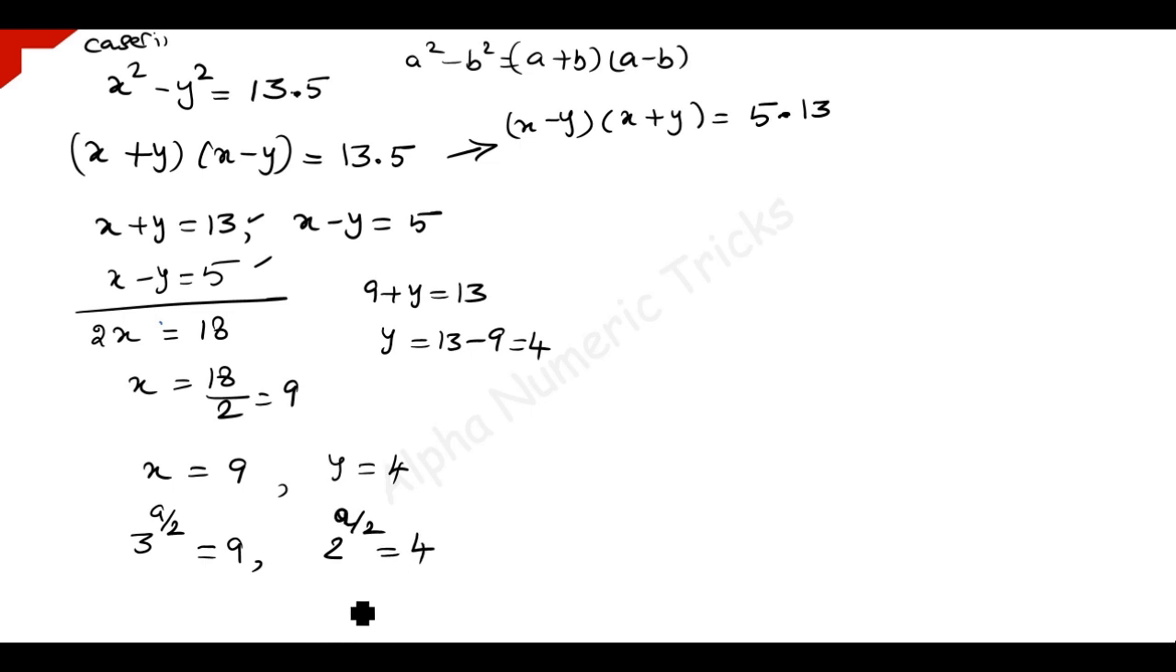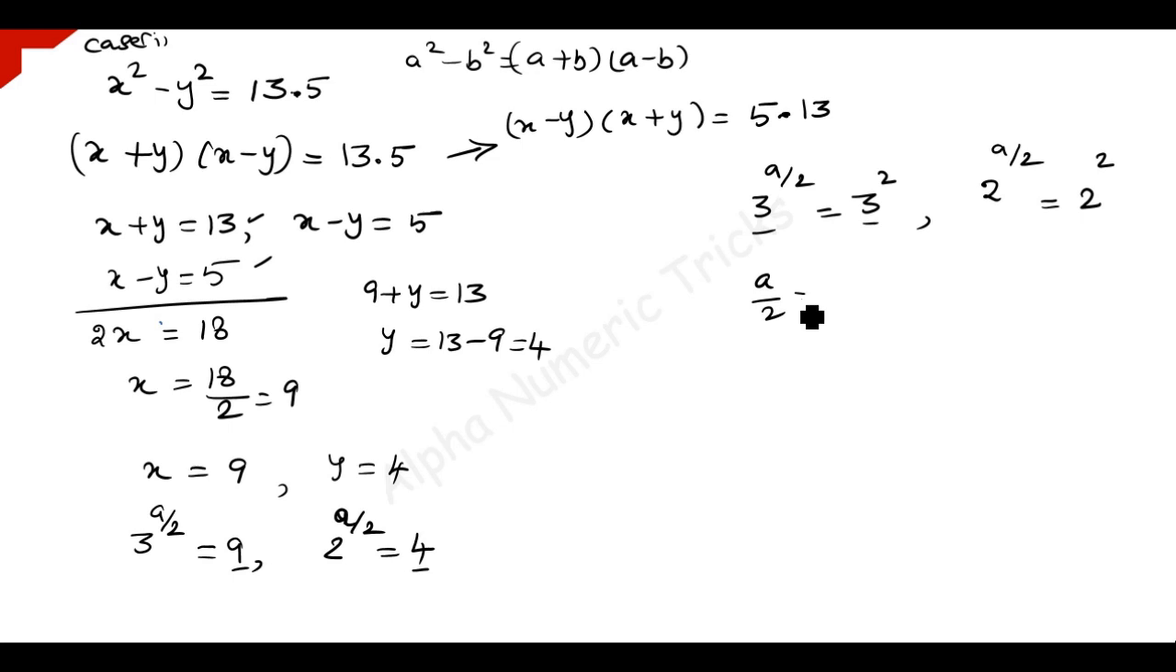So this is the term we have. Now we have to make the base the same. Then we can equate the powers and easily get the value of a. So 3 to the power a by 2 is equal to, your 9 can be written as 3 squared, isn't it? In the same way, 2 to the power a by 2 is equal to 4, which can be written as 2 squared. So from this we have the base is the same.